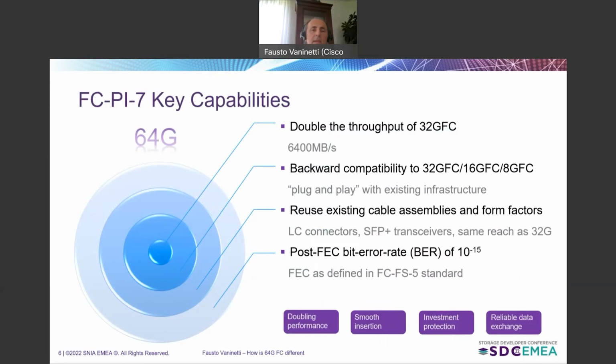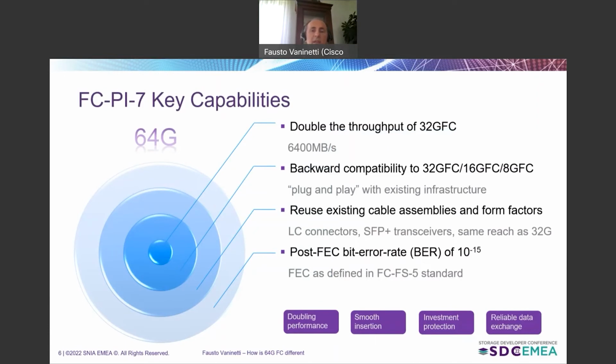64 gig Fibre Channel can be described with some key capabilities. First of all, it doubles performance compared to previous bit rates. So we can go up to 6400 megabytes per second on a single port.